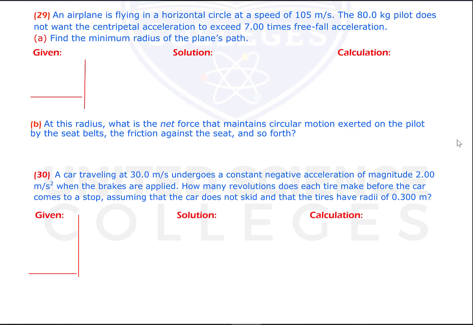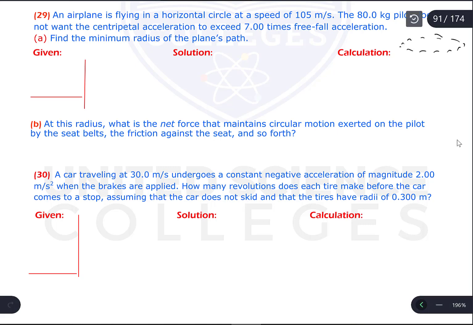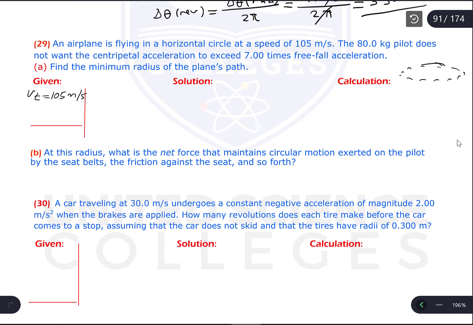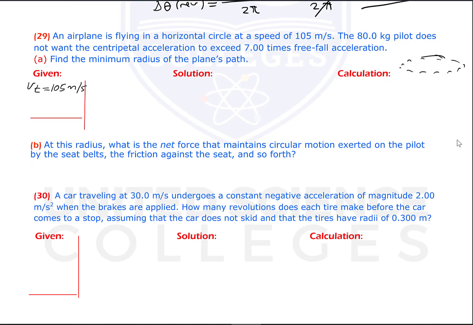Question number 29. An airplane is flying in a horizontal circle at 105 meters per second. So in a horizontal circle, an airplane is flying with tangential speed, which is given as 105 meters per second. If the 80 kilogram pilot does not want the centripetal acceleration to exceed 7 times free fall acceleration, this pilot will have a maximum centripetal acceleration. Does not want to exceed means maximum, it can be maximum 7 times free fall acceleration.